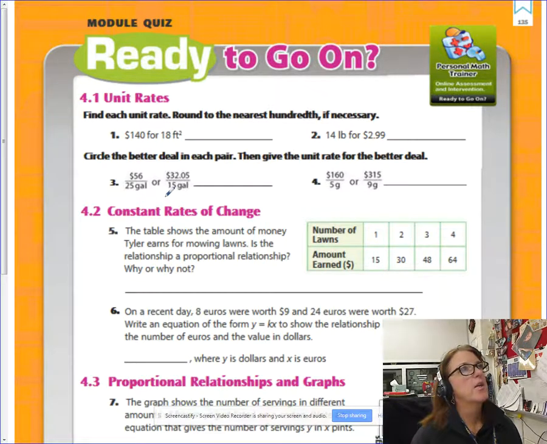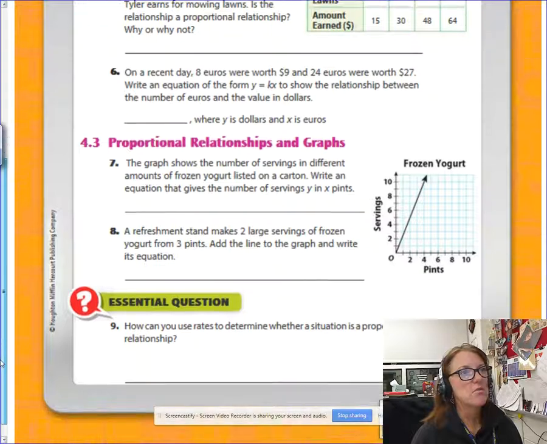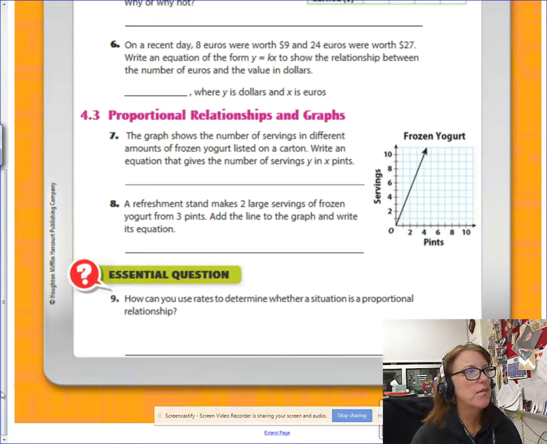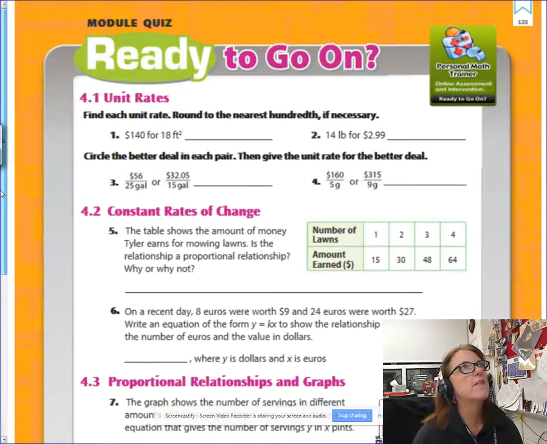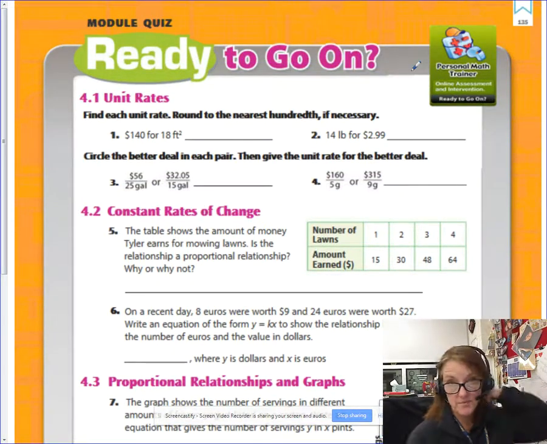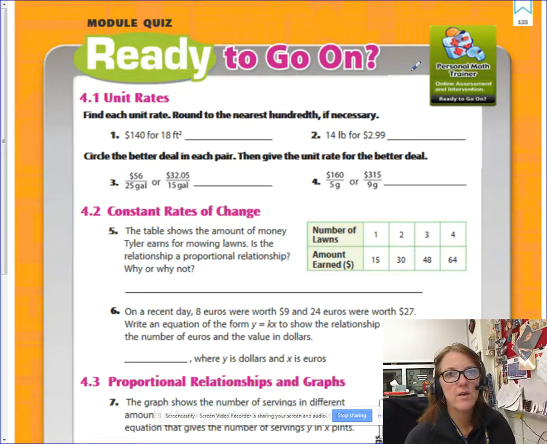So here we go. All right, I need you to make sure you have your calculator, make sure you have something to write with, and then get your book open to page 135. Ready to go on? All righty? And when you've got that set, then here we go. Ready? Otherwise, pause and then get your stuff and come back.